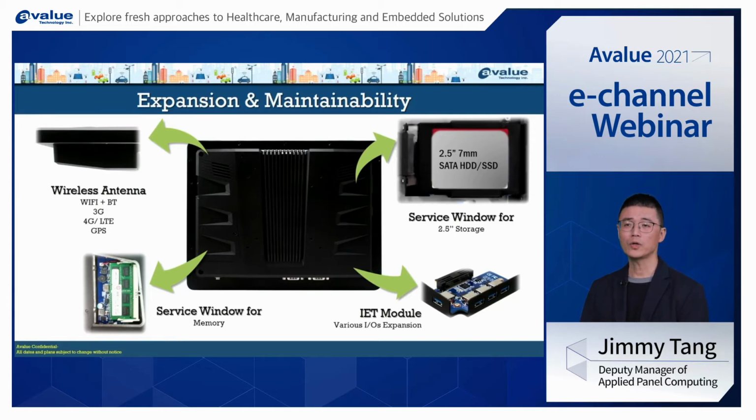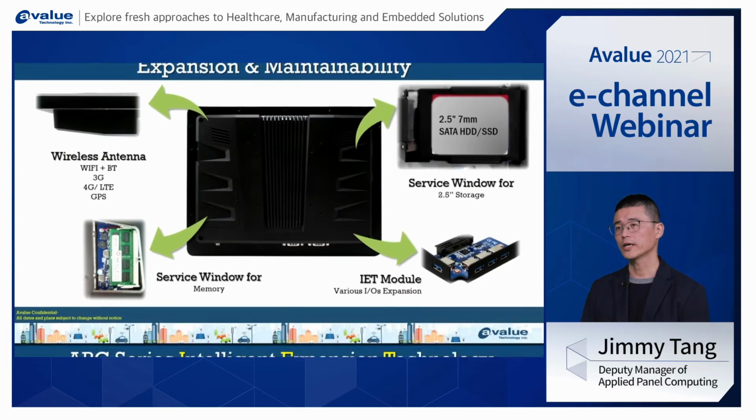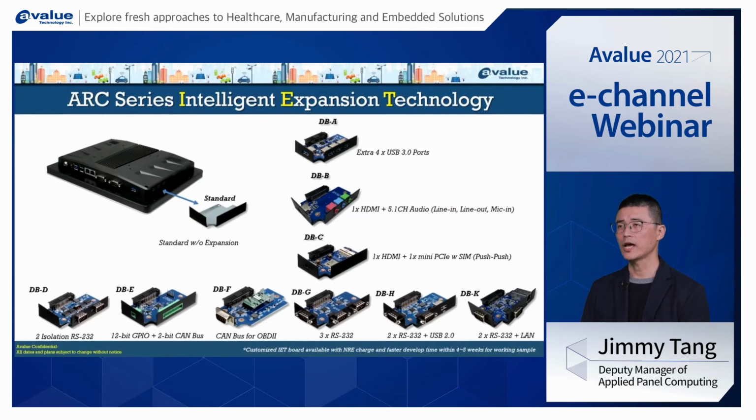The last one I would like to mention is our iNet modules. Here are our iNet modules. Actually, for the ARC series, we have a lot of I/O as standard, like 2 LAN ports, 2 COM ports, and 4 USB ports. But in several scenarios that customers meet in different applications, sometimes they need more I/O to fit different demands.